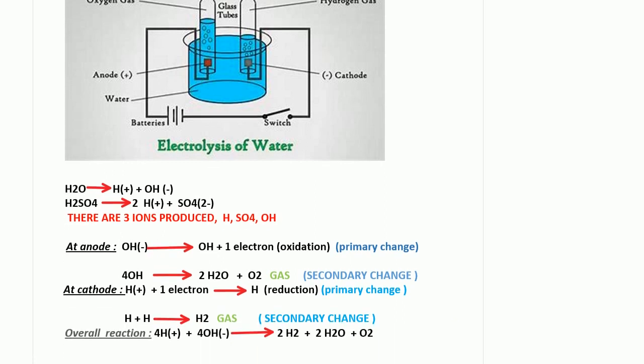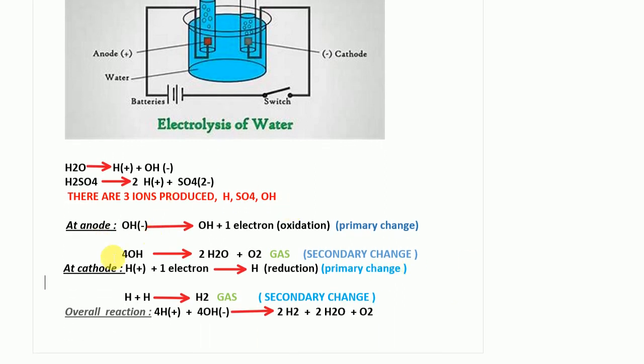The overall reaction of this electrolysis of water can be given by 4H plus and 4OH minus will give rise to 2H2 plus 2H2O plus O2, and this whole overall reaction is nothing but a redox reaction taking place, because there is oxidation taking place as well as reduction taking place simultaneously.